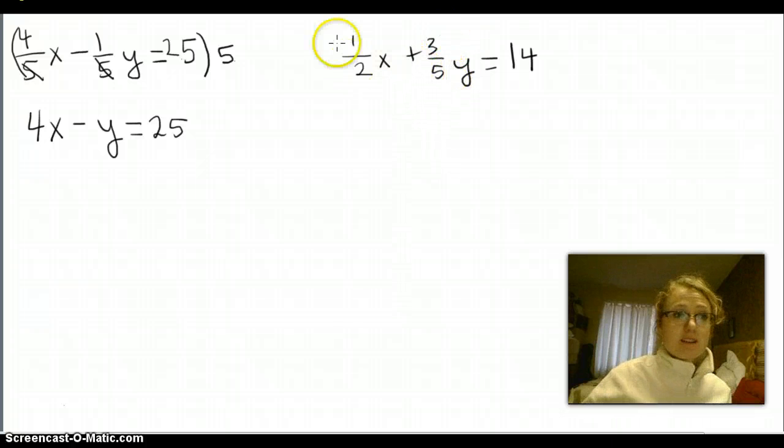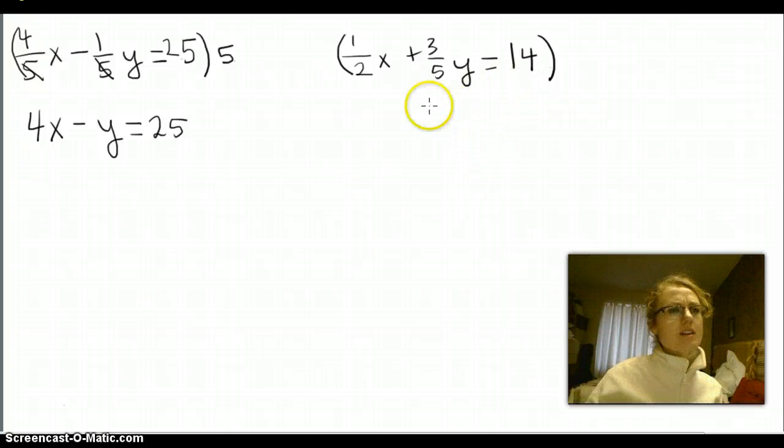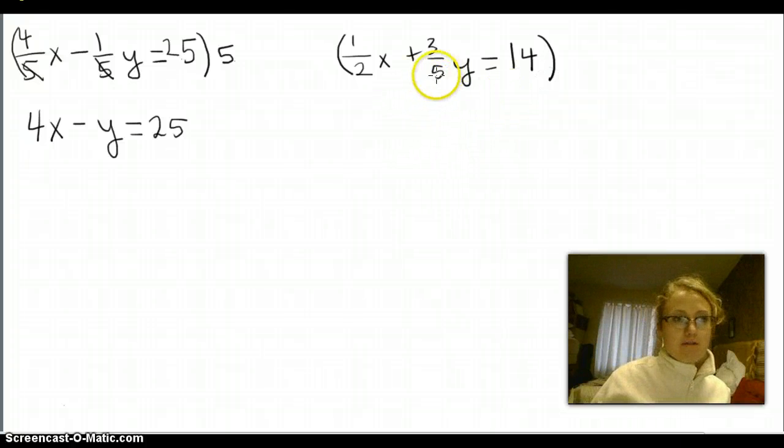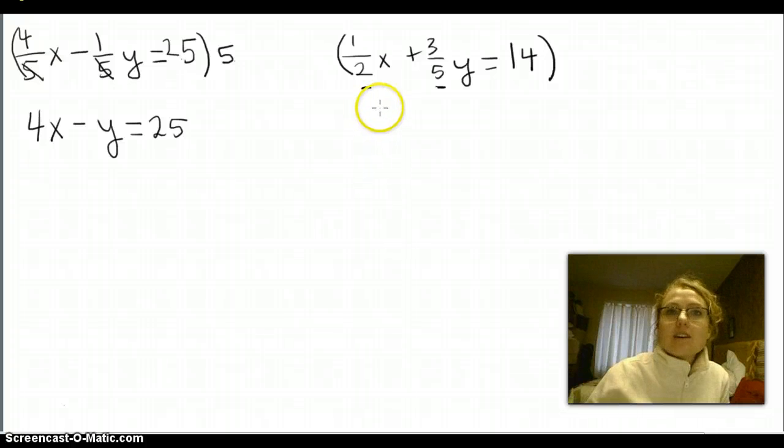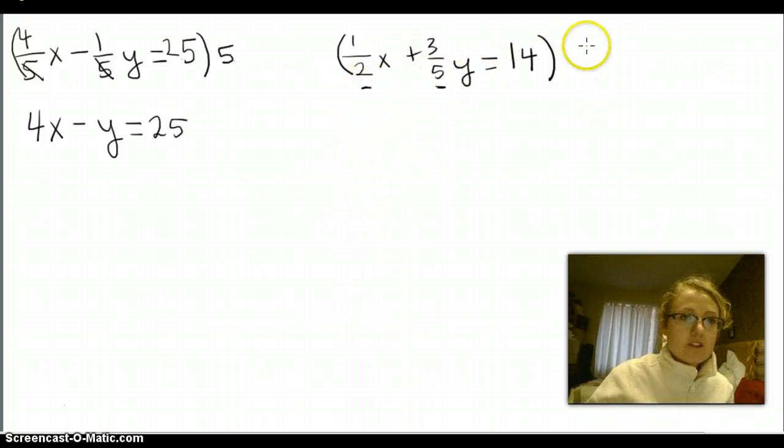Now I'm going to do something similar here. I need to multiply this second equation by a number that will help clear the fractions. However, I can't just multiply by 5 because although that would clear the fraction coefficient of the y term here, it will not clear a fraction for the x term. It would leave me with 5 halves. So I really need to choose a number to multiply by that all of the denominators will go into. It's a multiple of both of them. And I know that 10 is a multiple of 2 and 5. So I'm going to choose to multiply this whole equation by 10.